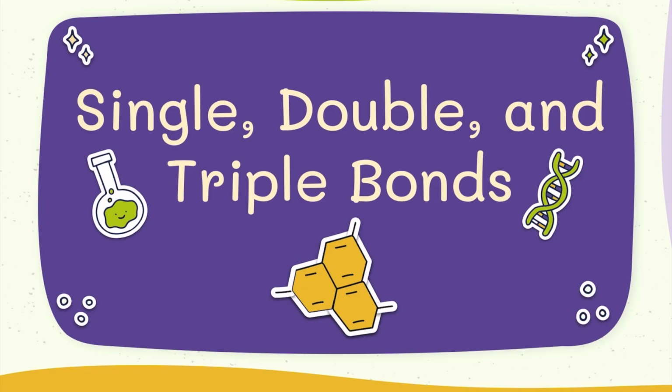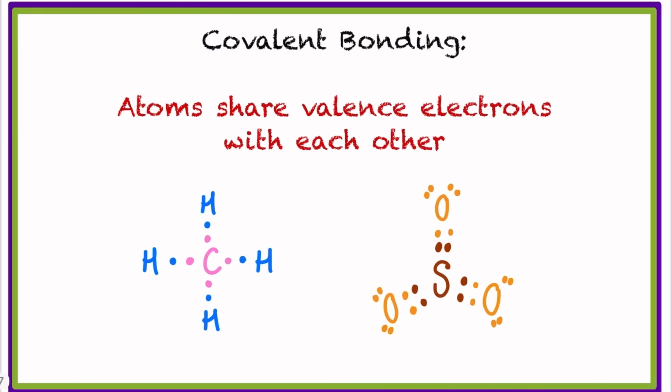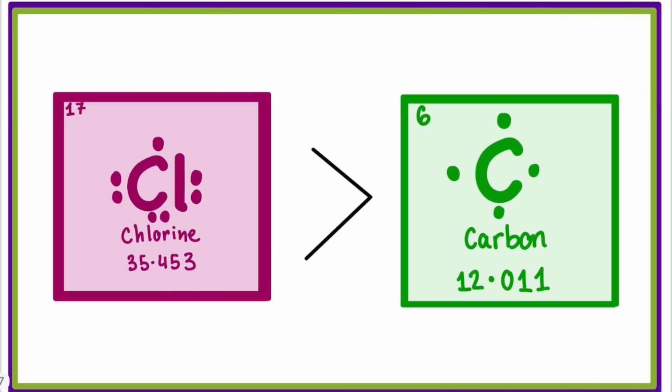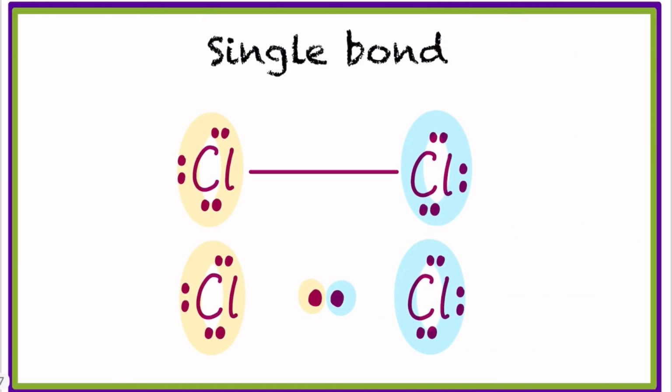Single, double, and triple bonds. Covalent bonding occurs when atoms share valence electrons with each other. Some elements have more valence electrons compared to others. The amount of valence electrons that an element has determines how many bonds it could form by sharing those electrons.